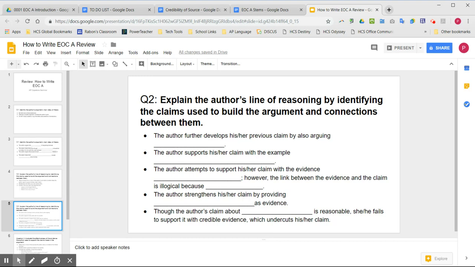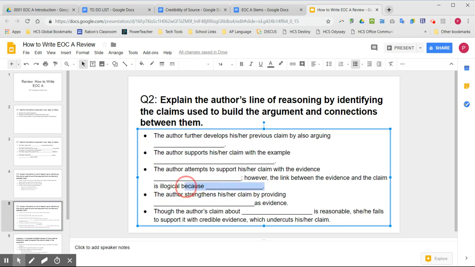However, the link between the evidence and the claim is illogical because. The author strengthens his or her claim by providing blank as evidence. Though the author's claim about blank is reasonable, he or she fails to support it with credible evidence, which undercuts his or her claim. Now, here's the thing about these stems. They're not complete. This is the start of what you're doing. Whenever you make a statement like this, you need to explain it. All right, this stem has the explanation built into it, but the others don't. So you always have to follow it up.